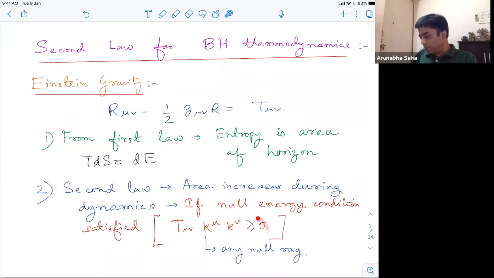Once this is satisfied, we always find that during any dynamical process, the area of the horizon of black holes always increases. Hence the object which we call entropy from the first law also satisfies the second law, and that object is the area of the horizon. This is true for Einstein gravity, which is the minimal theory of gravity with two derivatives acting on the metric in the equation.